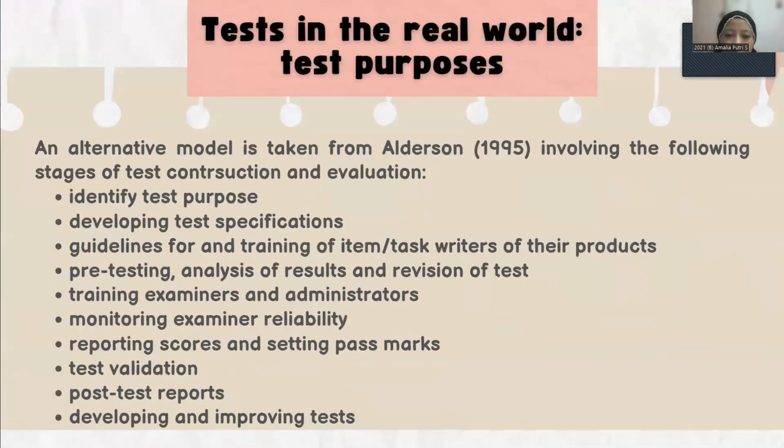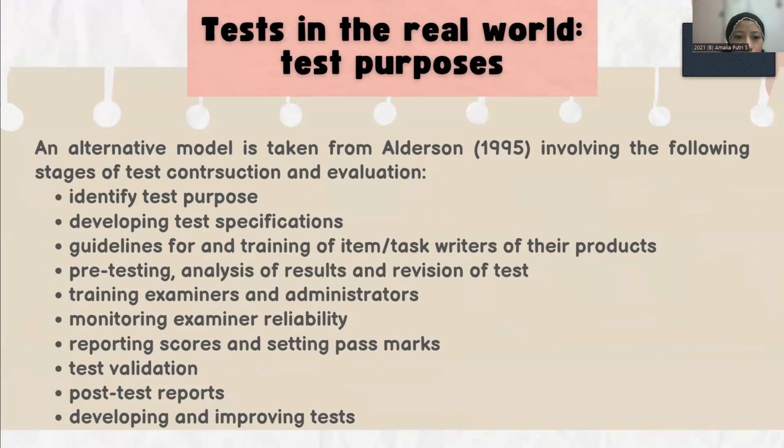Okay, thank you, Karen. The next is tests in the real world, test purposes. Regarding Bachman and Palmer, test development has three main components: design, operationalization, and administration. An alternative model is taken from Alderson, involving the following stages of test construction and evaluation.